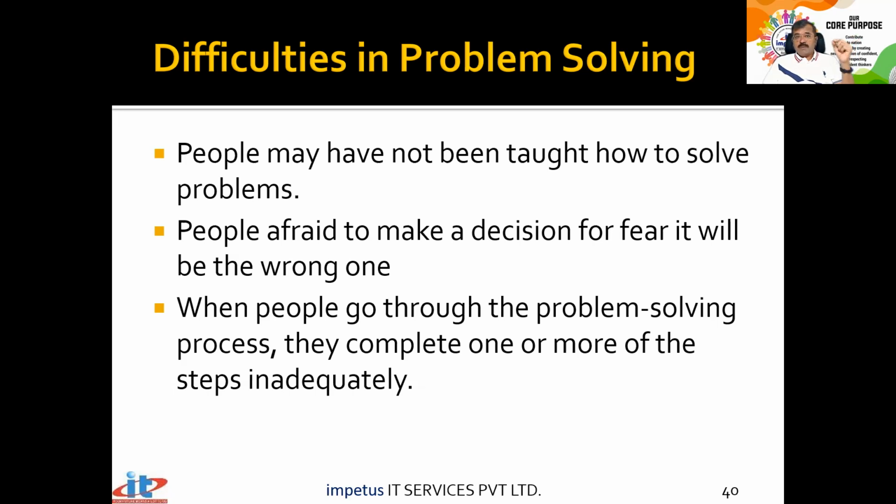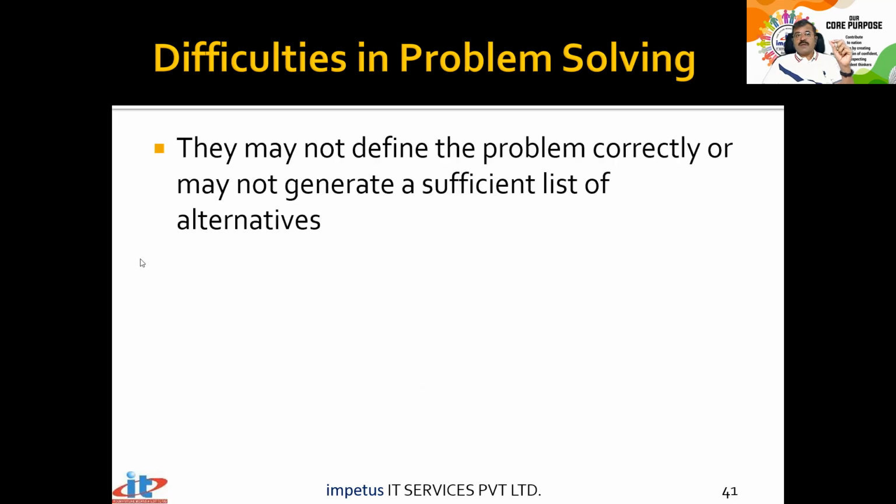So when people go through the problem solving process, they complete one or more steps inadequately. When he talks about starting the burner of the stove, but what flame should we maintain? Boil the water, but to what temperature should we boil? For what time should we boil that water? So every step should be completed correctly. You shouldn't leave that thing halfway through. They may not define the problem correctly or may not generate a sufficient list of alternatives. This is the biggest reason for failure.